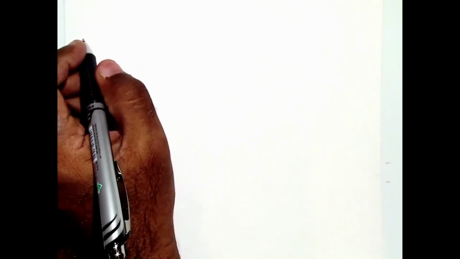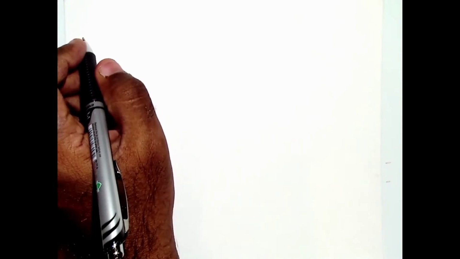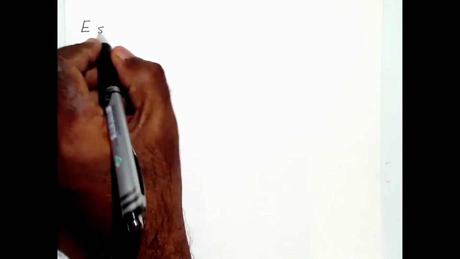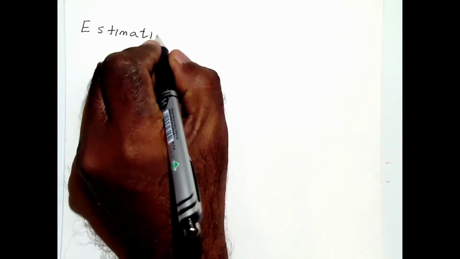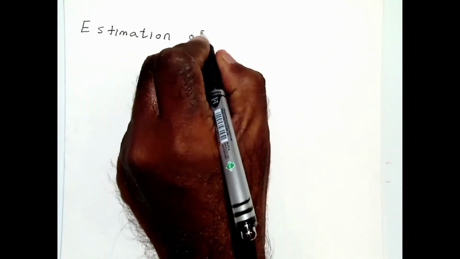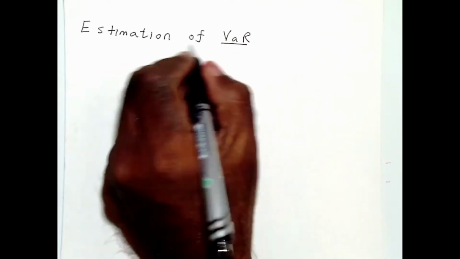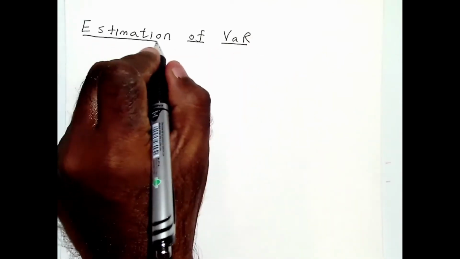Alright, so far we talked about the two risk measures, VAR and ES, their properties and the proofs of their properties. Now, what we have talked about so far is not going to be useful unless we can estimate the two risk measures. So I'm going to start talking about how we can estimate VAR.